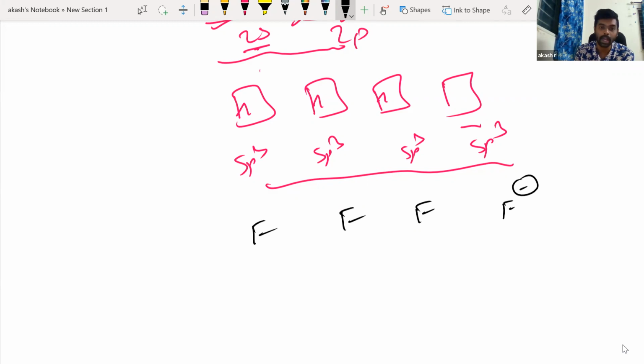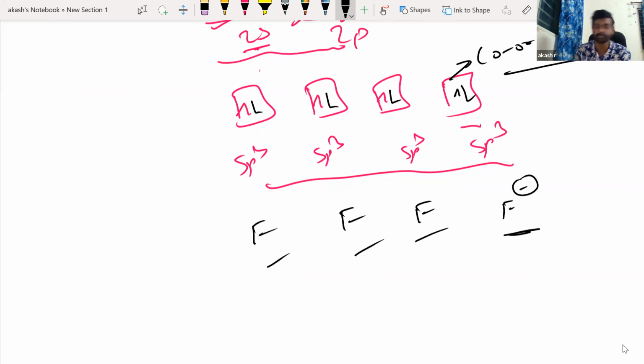So one fluorine atom is going to donate 1 electron, another fluorine atom is going to donate 1 electron, and another fluorine atom is going to donate 1 electron. So 3 normal covalent bonds are fine: 1 electron coming from boron, another electron coming from fluorine. 3 such bonds are there. But this F minus is actually going to donate 2 electrons, both coming from fluorine, and this is a coordinate bond.